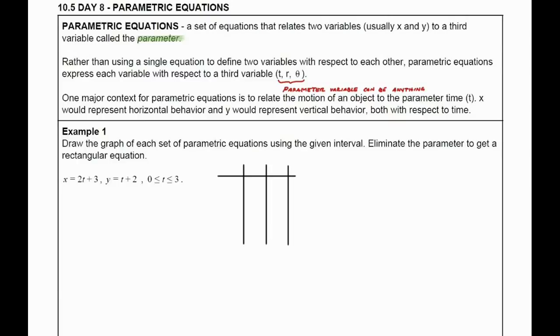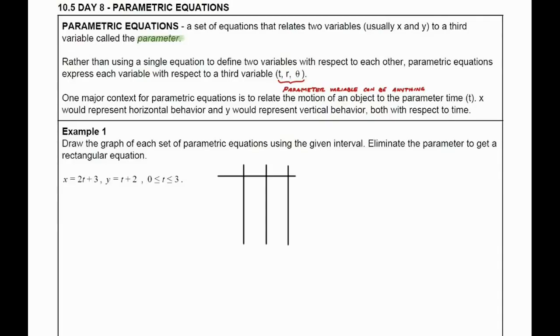So for example 1, we're asked to draw the graph of each set of parametric equations using the given interval, which we have x equals 2t plus 3, y equals t plus 2, and the interval is from 0 to 3 for t. And then after we draw the graph, we're going to eliminate the parameter. What that really means is take our parametric equation and rewrite it as what's called a rectangular equation. What that means is an equation relating y to x. So y equals something in terms of x, which will be a function that we're used to seeing.